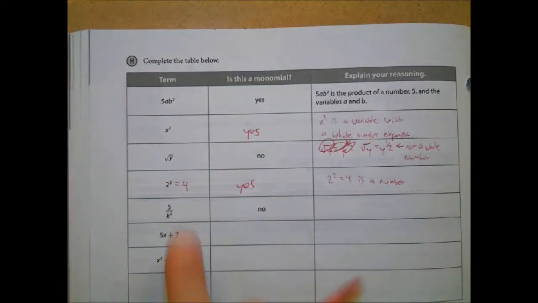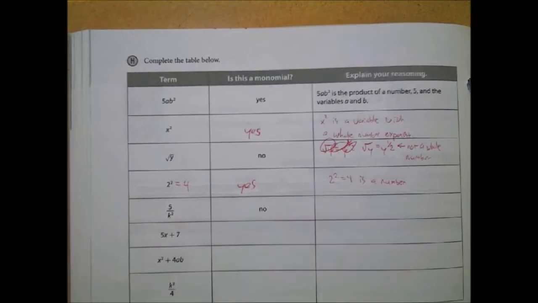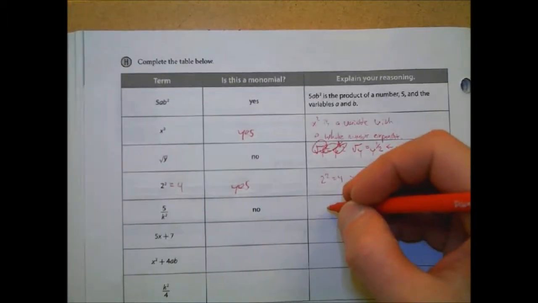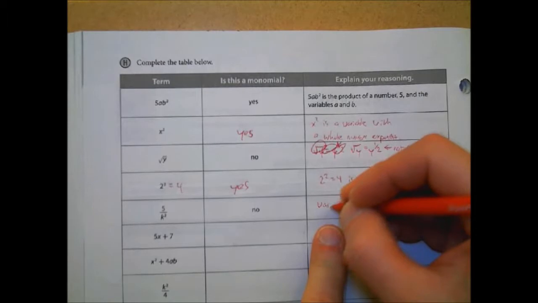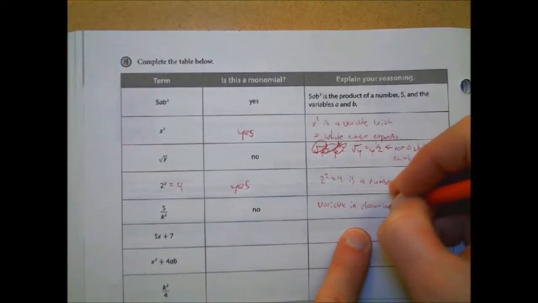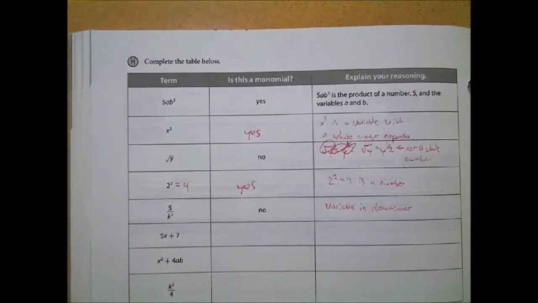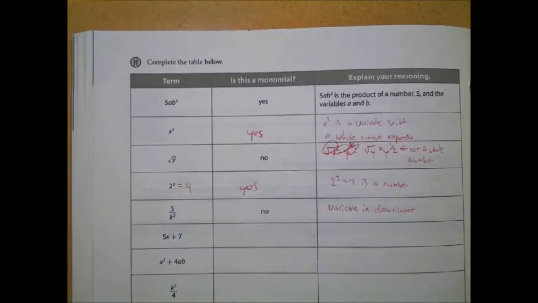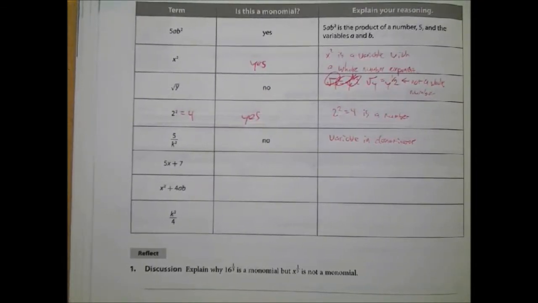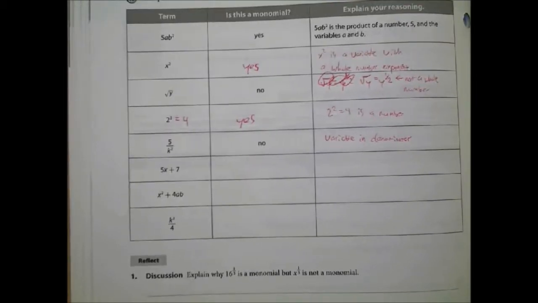Carson, we're already told here 5 over k squared is not, but why not? What's the problem with this thing? Does it have an exponent in the denominator? Not an exponent, a variable in the denominator. Okay, you guys go ahead then and try the next 3: 5x plus 7, x squared plus 4ab, k squared over 4. Say yes or no for if it's a monomial, and then if you say yes, explain why you think it is, but more importantly, if you see it's not, explain why not. So go ahead and take a minute or 2 here and figure that out.